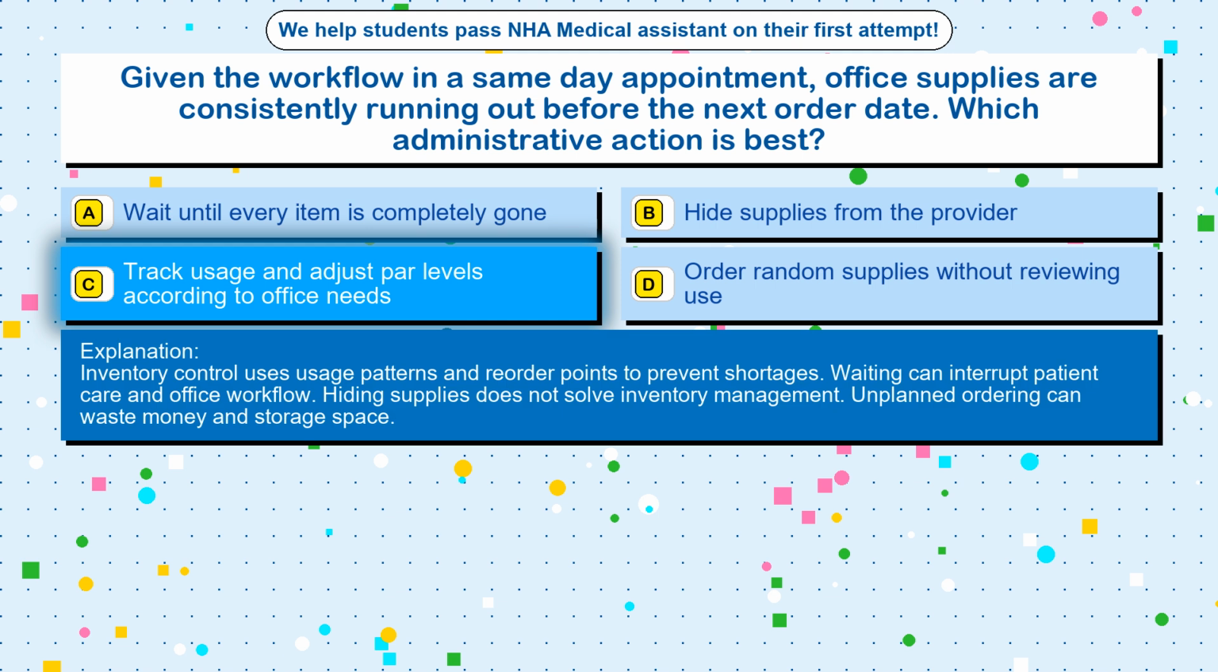Inventory control uses usage patterns and reorder points to prevent shortages. Waiting can interrupt patient care and office workflow. Hiding supplies does not solve inventory management. Unplanned ordering can waste money and storage space.